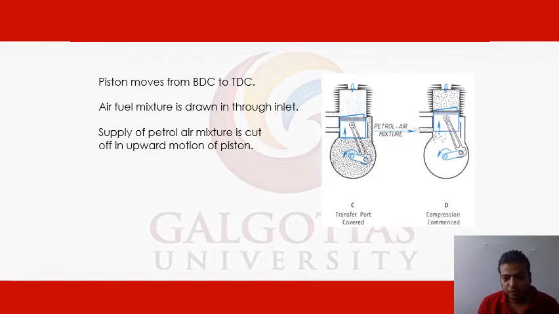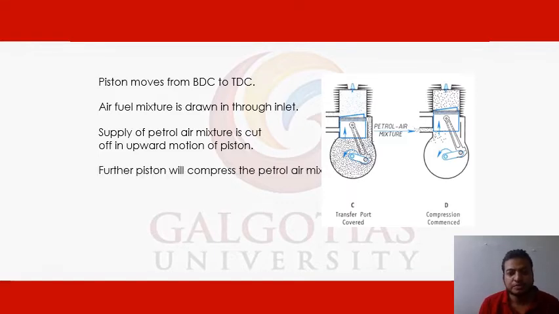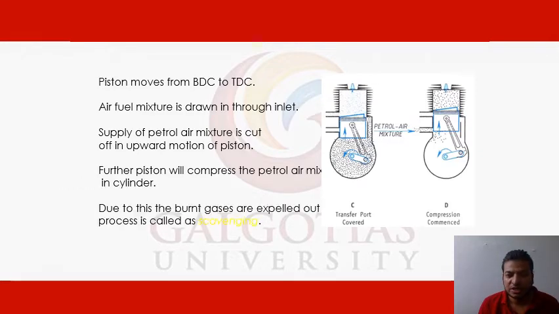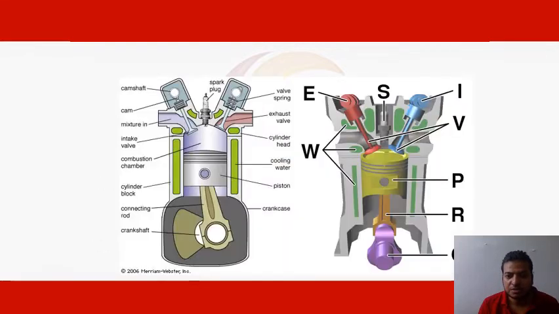Here, as you know, in the case of a diesel engine only air is sucked in, but in the case of a petrol engine, the mixture of air plus petrol is sucked into the cylinder. Further, the piston will compress the petrol-air mixture inside the cylinder. Due to this, the burnt gases are expelled out, and the process is called scavenging, the removal of burnt gases. At the top, after the mixture is compressed, the spark plug ignites the mixture and the combustion takes place.